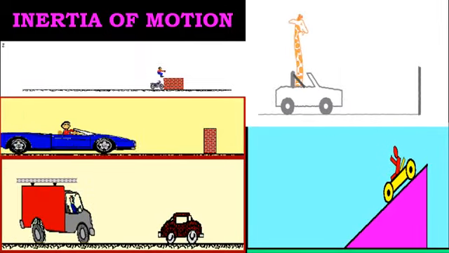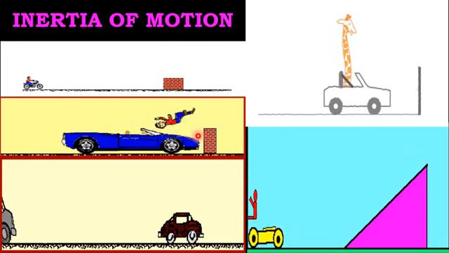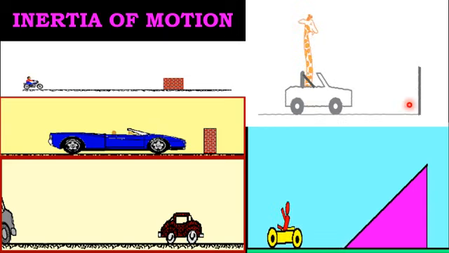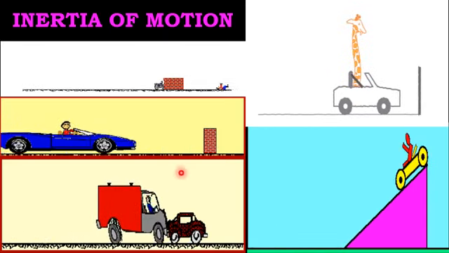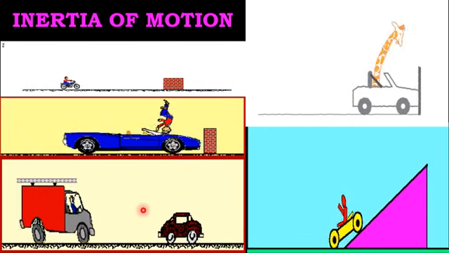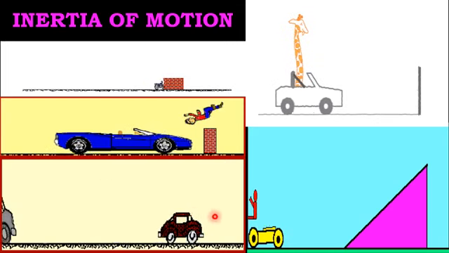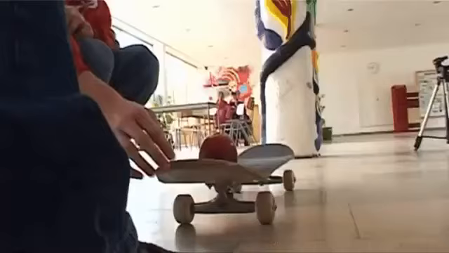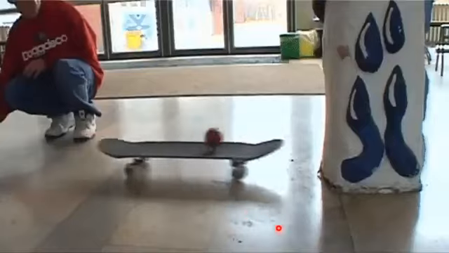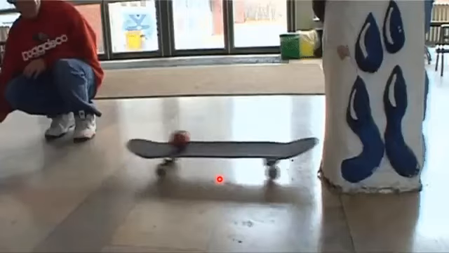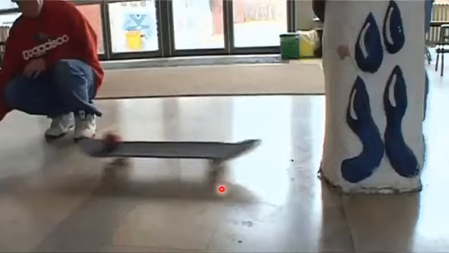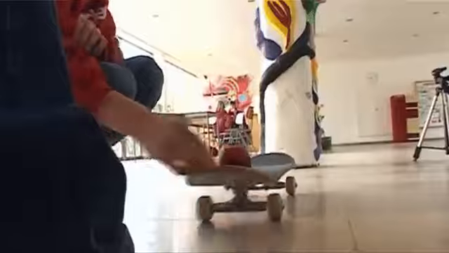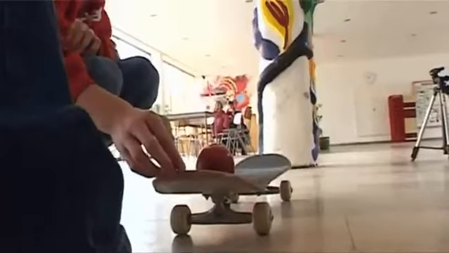Here you are able to see inertia of motion. The people who are going, you are able to see that the vehicle stops, but the people still tend to be in motion. Here you can see the ladder still tends to be in motion. That is why the ladder is falling down. Here also you can see that the apple on the skateboard is still wanting to move, because of inertia of motion.